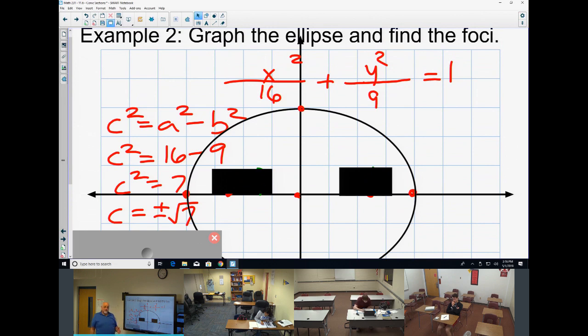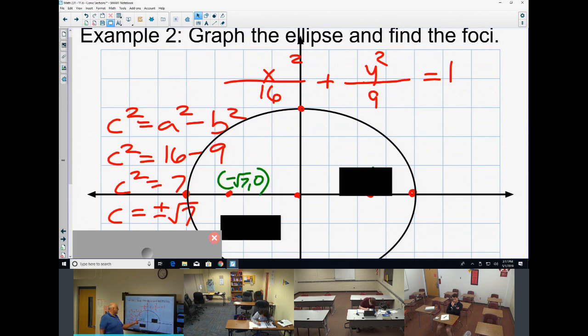So then along the major axis, so this is the horizontal one, you're going to add and subtract radical 7 from the center point. Now, since it's horizontal, you're going to add and subtract to the x value only, because you're moving to the left and to the right. So your foci are negative radical 7, comma 0, and radical 7, comma 0. And so those are my foci.